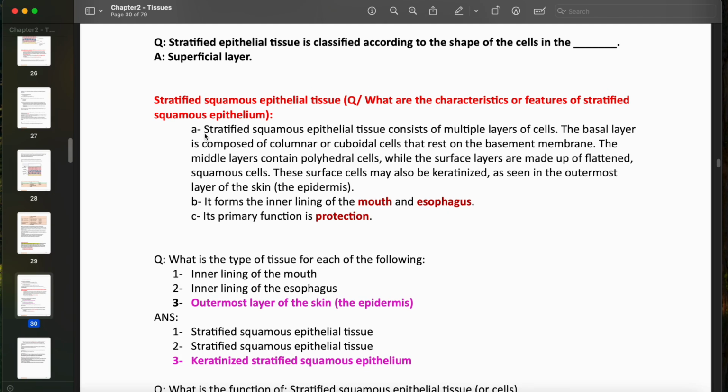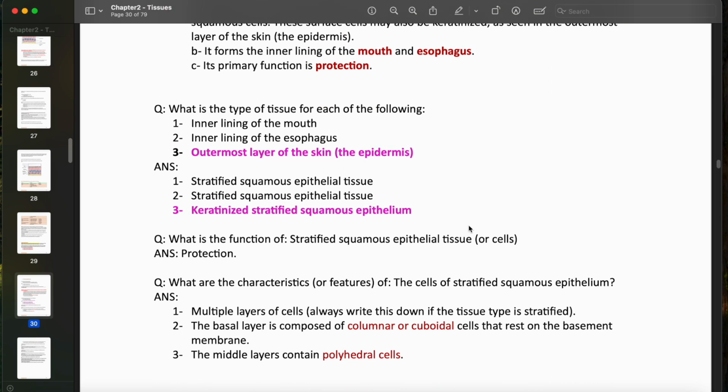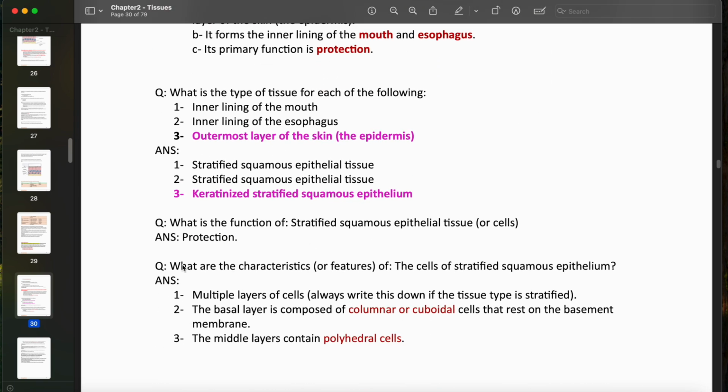So, the stratified squamous epithelial tissue consists of multiple layers of cells. Of course, because it's stratified, you're always going to mention that the tissue is made up of multiple layers. Same thing when you have the question, what are the characteristics or features of the cells that make up the stratified squamous epithelium? So there are multiple layers of cells. Okay, so you always write this down if the tissue type is stratified.